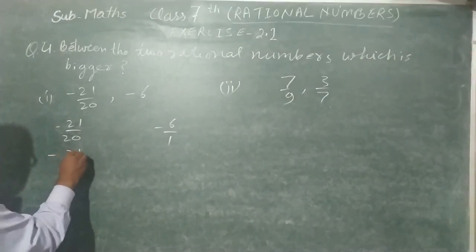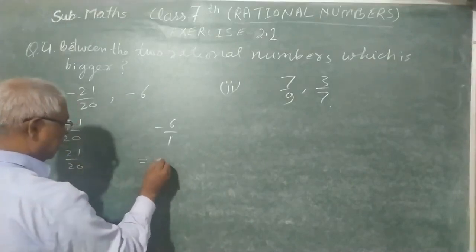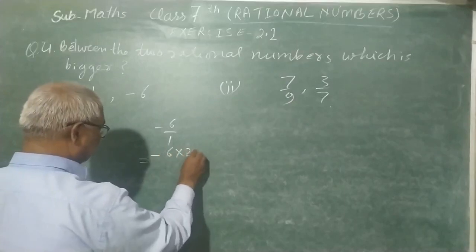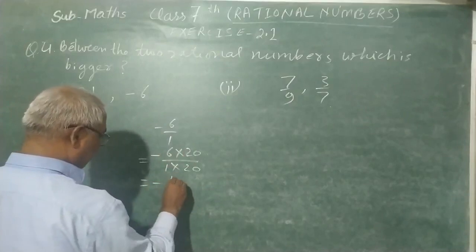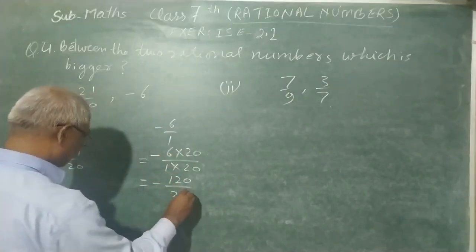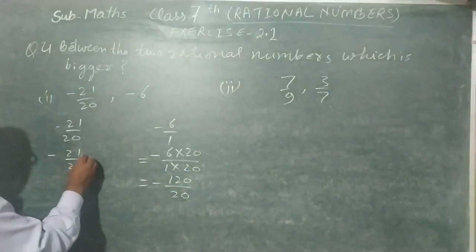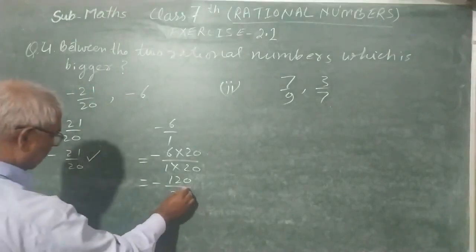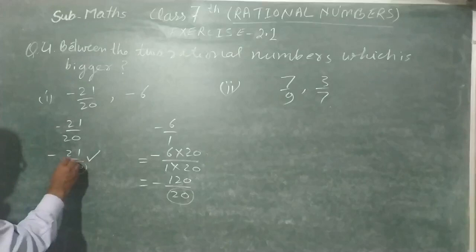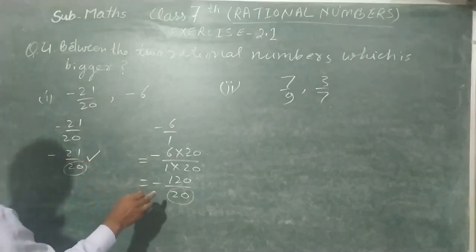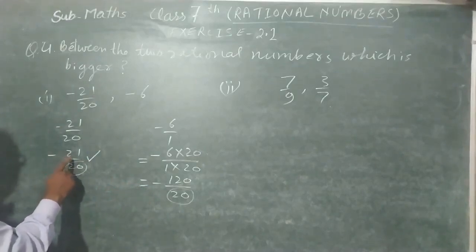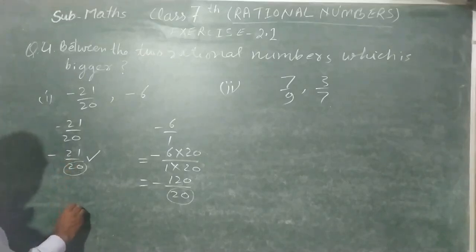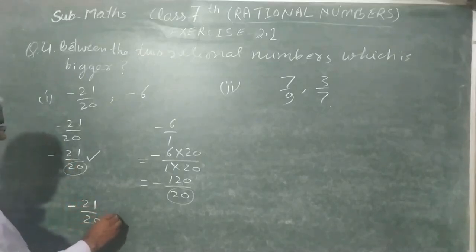So minus 21 upon 20, and here you can multiply with 20. So 1 into 20, so it becomes minus 120 upon 20, and here is minus 21 upon 20. So both denominators are same, but this number is bigger because with negative signs, the larger the number, the smaller it becomes. So that one is bigger. So minus 21 upon 20 is bigger.